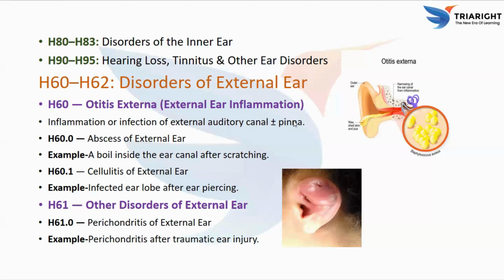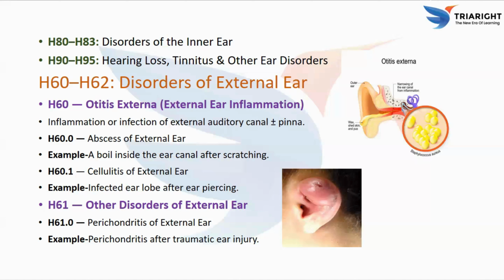So what are the subcodes of H60? H60.0, which is the abscess of the external ear. What do you mean by abscess? An abscess is a localized collection of pus which is caused by a bacterial infection. What is a clinical example? A boil inside the ear canal after scratching. If the abscess is part of a generalized infection like cellulitis, you have to use H60.0 unless the documentation states otherwise.